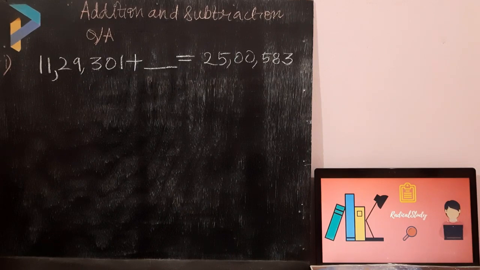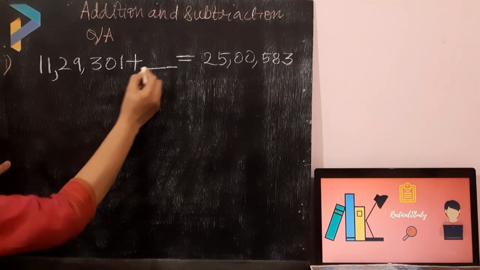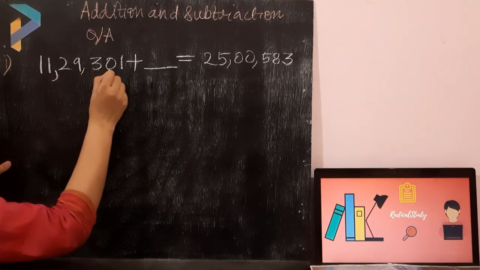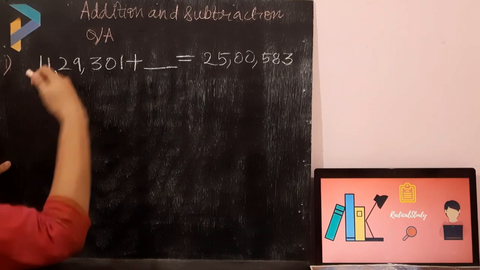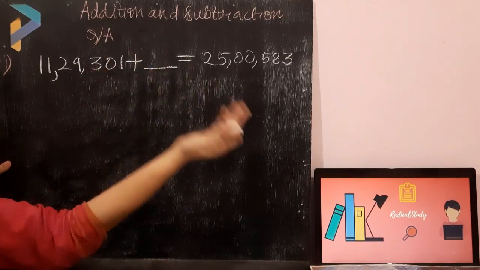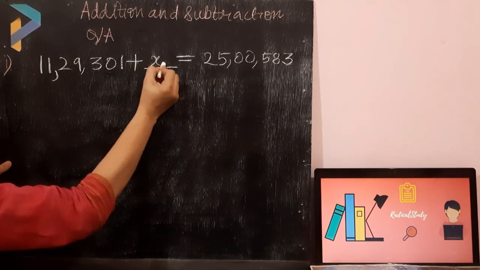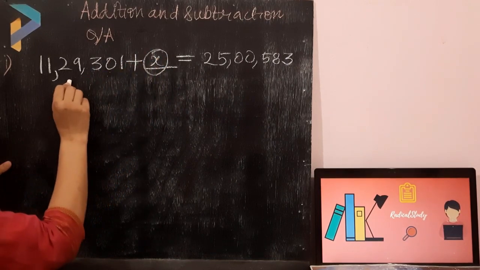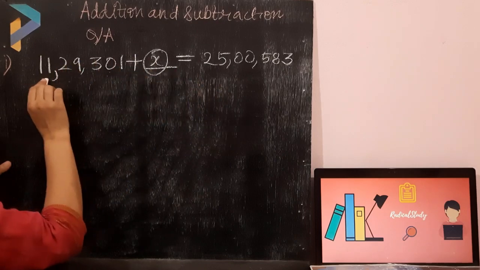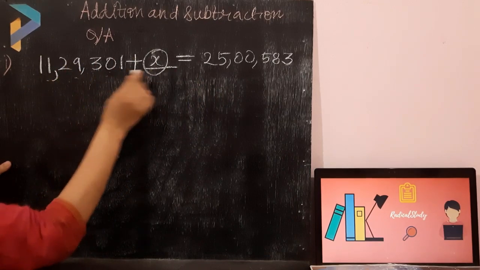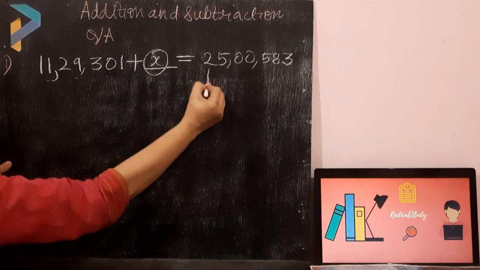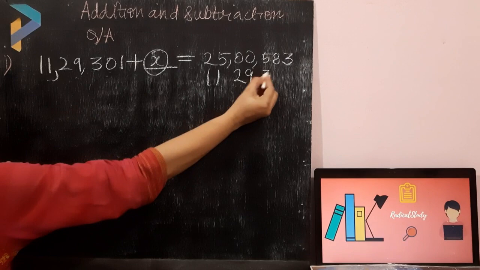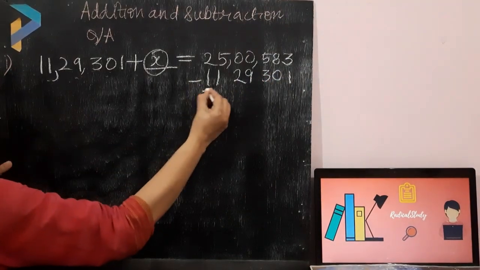Yes students, you all are right. Here it is plus, as I have taught you in the earlier class also. This 11,29,301 is in plus. When it will go on the right hand side, it will become minus. We can consider x also, we can consider blank also. So to find out the value of this blank, we have to subtract 11,29,301 from this number. Now I am going to subtract it.